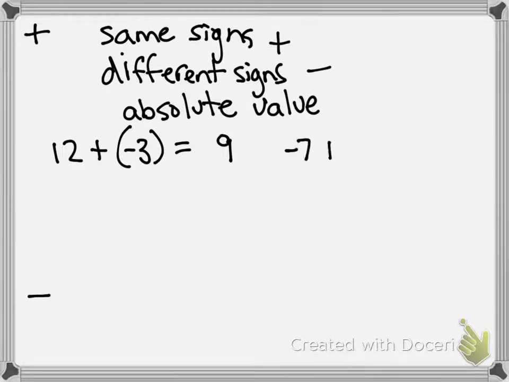Negative 7 plus negative 10. In this problem, the signs are the same, so we add. 7 plus 10 is 17. They're both negative, so the answer remains negative.